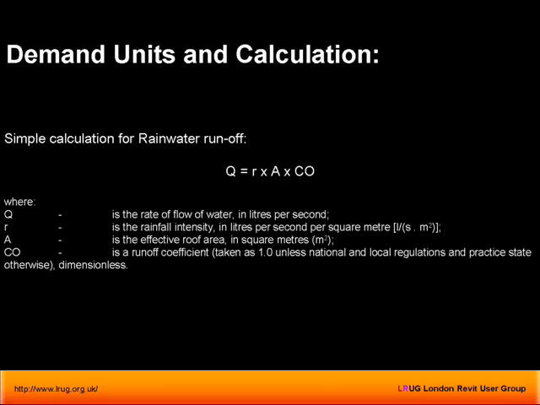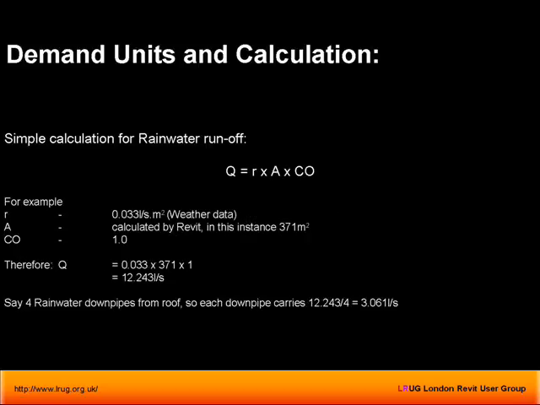Okay, so to calculate this, we can take some standard weather data. There is weather data available inside Revit. It's actually quite tricky to get this out. I actually used Ecotect to get that particular figure. There are also graphs and things you can see online. It's typical for different areas of the country. The area, I got Revit to calculate that just by measuring the roof in my model.